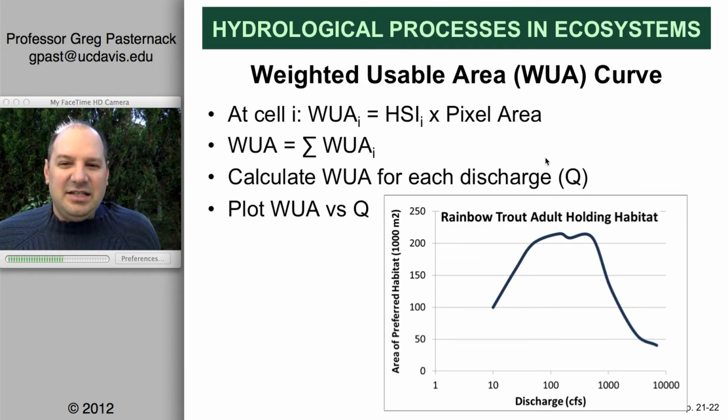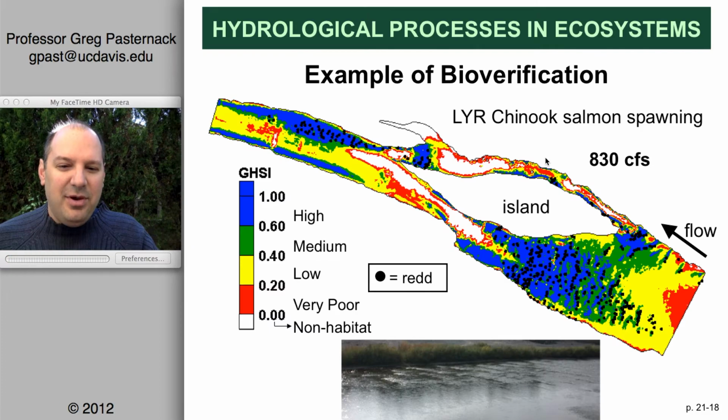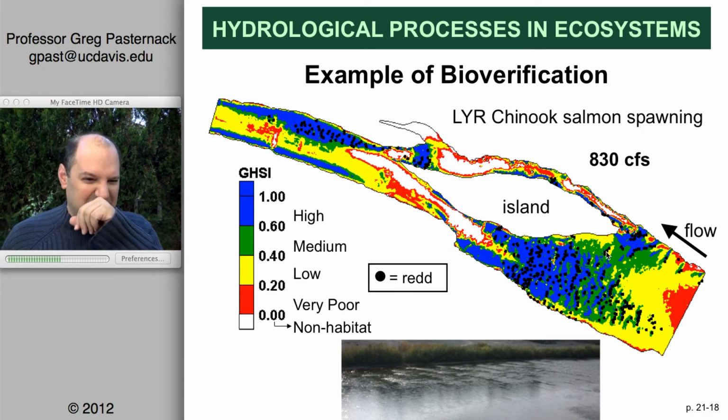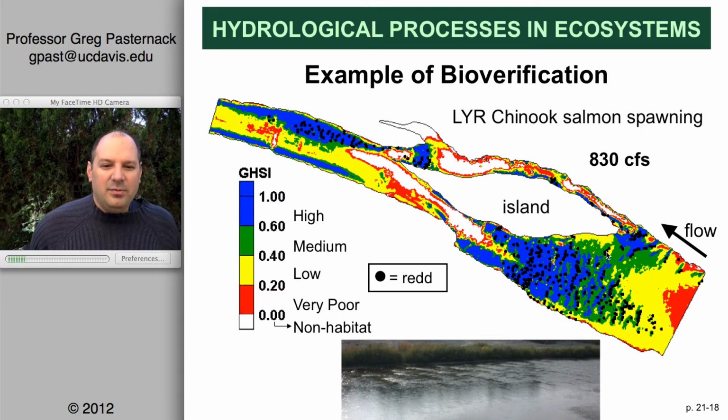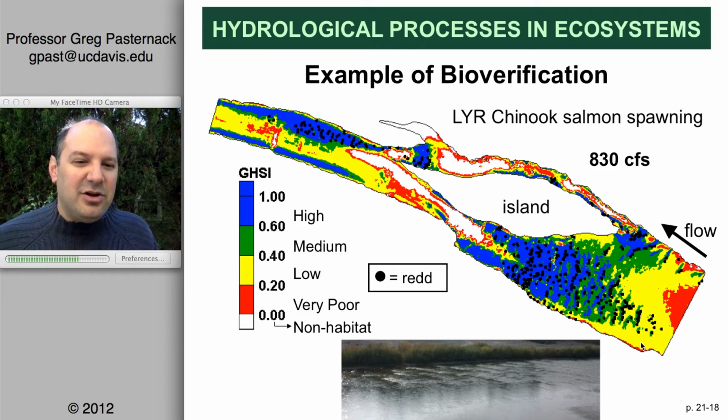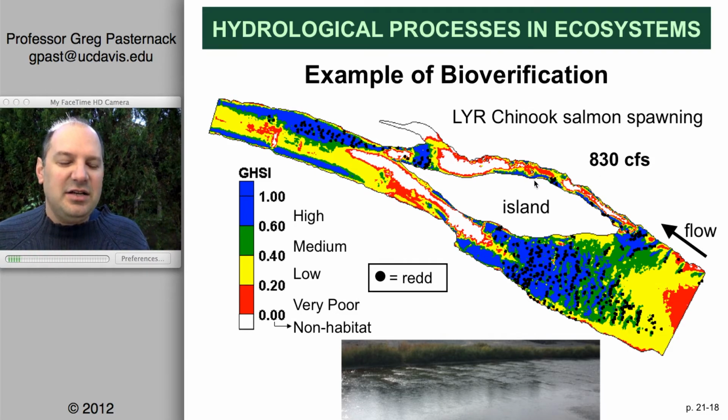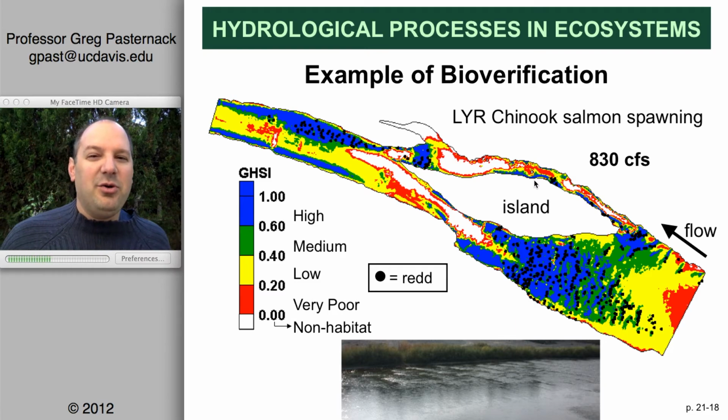One of the last ideas I think here is the idea of weighted usable area. So we've gone through this whole process of creating a map like this one, a map that tells us what is the spatial pattern of habitat, and this is all for one flow. Like this is a map for 830 CFS. Well, you can imagine if the flow is less, then the habitat pattern will be different.